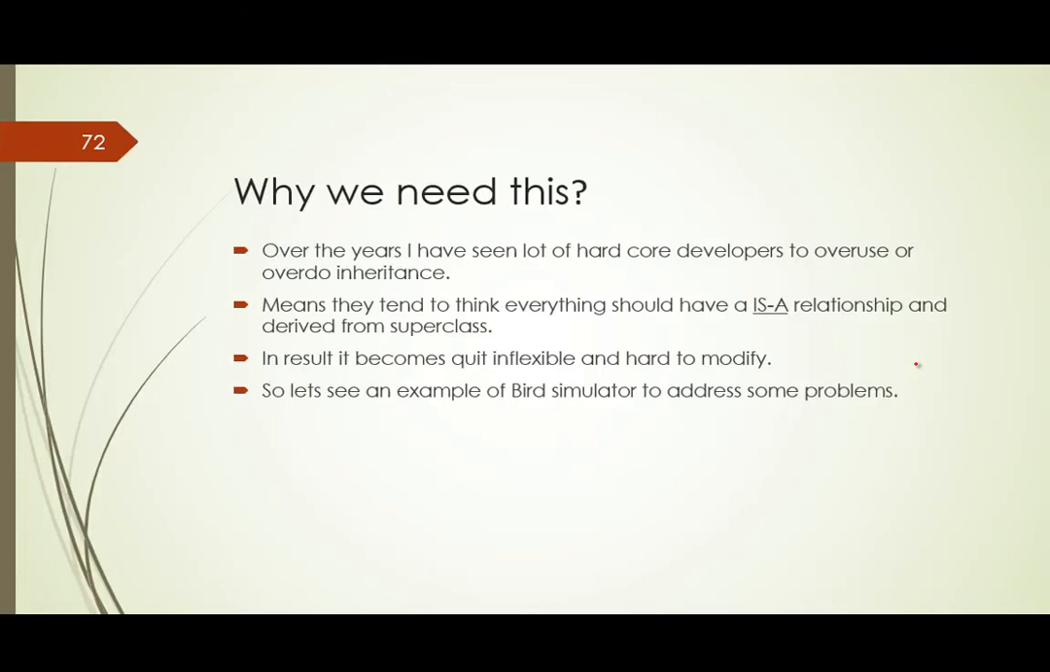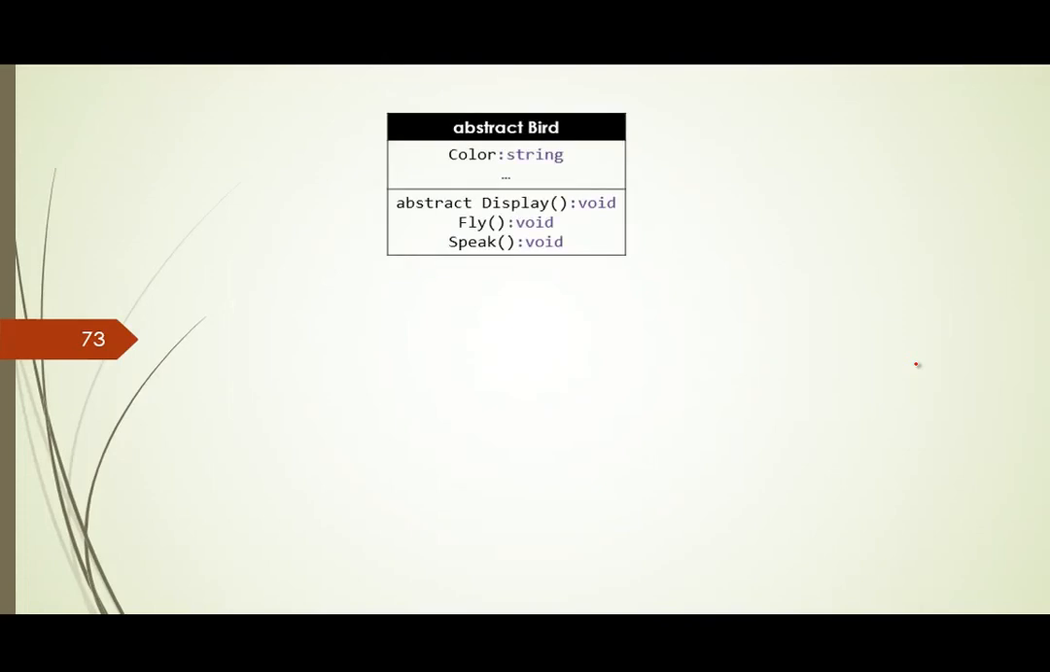So let's see an example of a bird simulator to address some problems. Let's say we have a bird simulator abstract class named AbstractBird. The class has some properties like the color of the bird or how it speaks. It also has a display method, which should be unique for every bird, for how they display. The fly method should be void, and it will print that they are flying or not flying, and the speak method is how they are speaking. That's it. We're really interested in the display method, but let's see how the design goes.